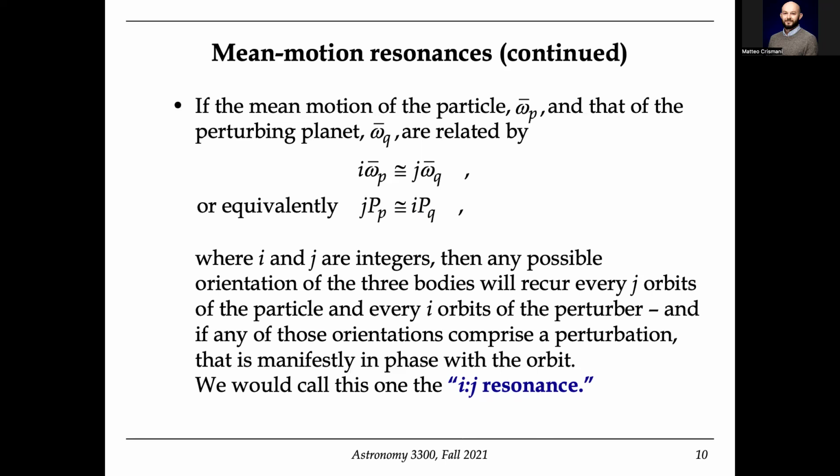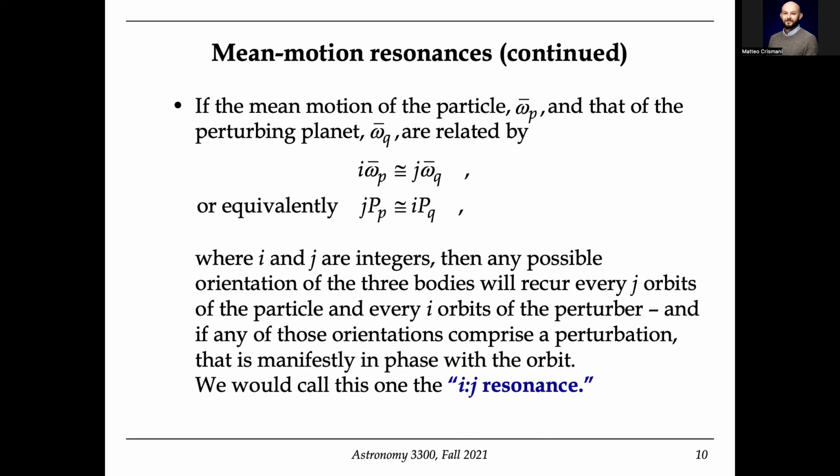Okay. Similarly, you can write these as periods, right? Because of the thing that we just wrote in the last one, they're all constant. Is that fair? We write these as I:J, the little colon in between, and you just have to kind of remember what this means. So it recurs every J orbits, the second one, and the I orbits are the perturber. So this is the guy doing the pushing, and this is the one getting pushed.